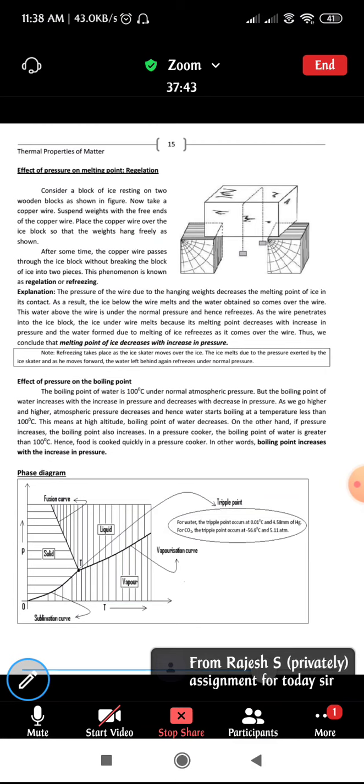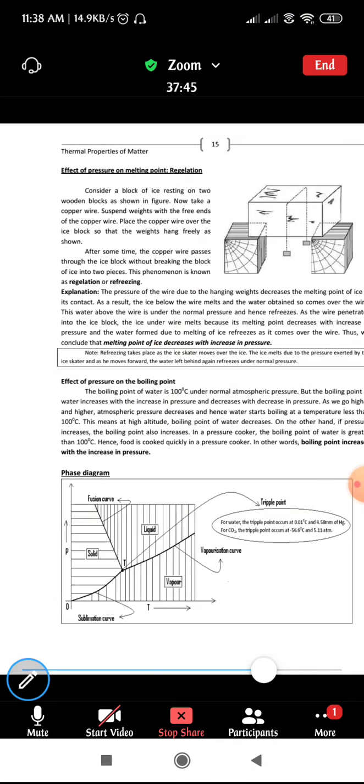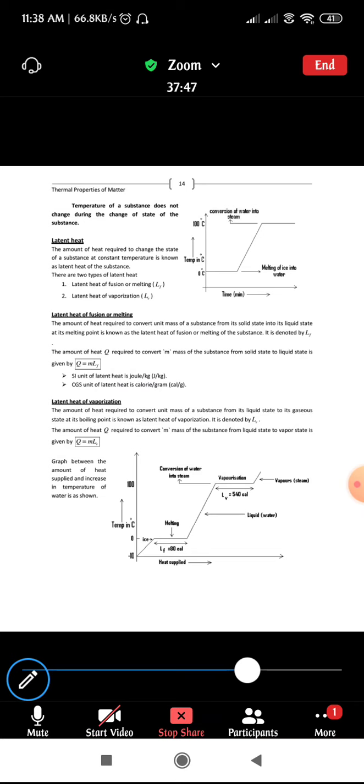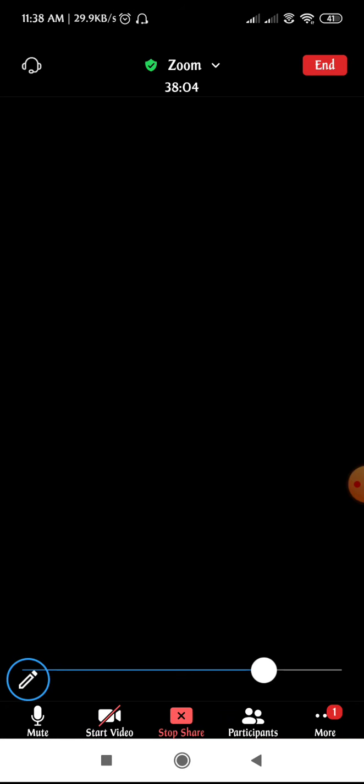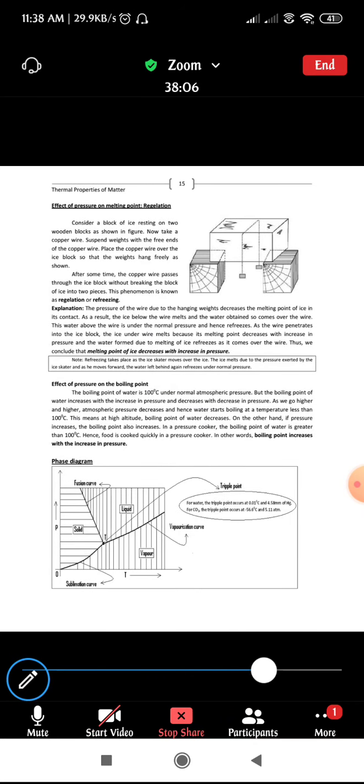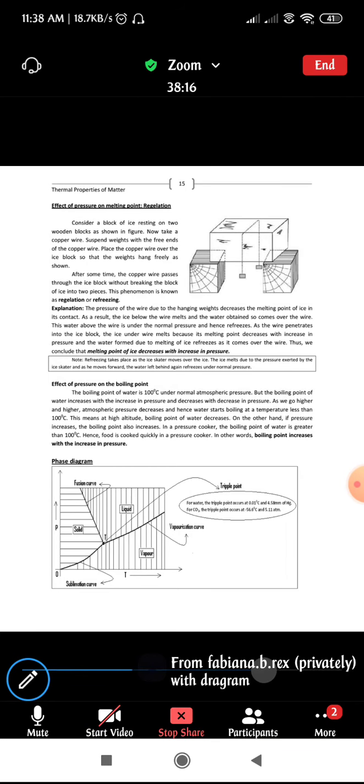Okay, assignment for today. The assignment for today's class is just write down what you mean by latent heat. Next, latent heat of fusion. Next, latent heat of vaporization. Write down the definitions of that with mathematical equation. Then write down what you mean by refreezing or regulation. Write the definition of that.